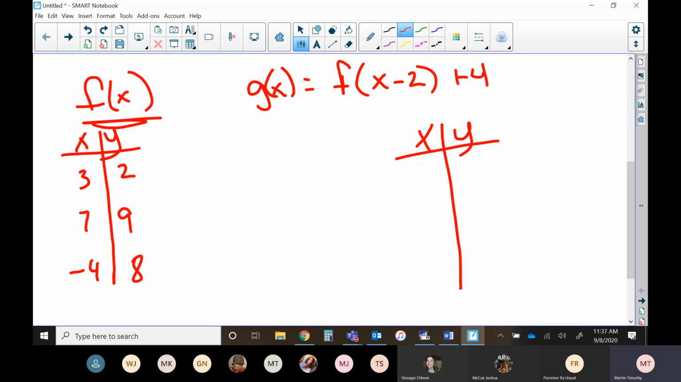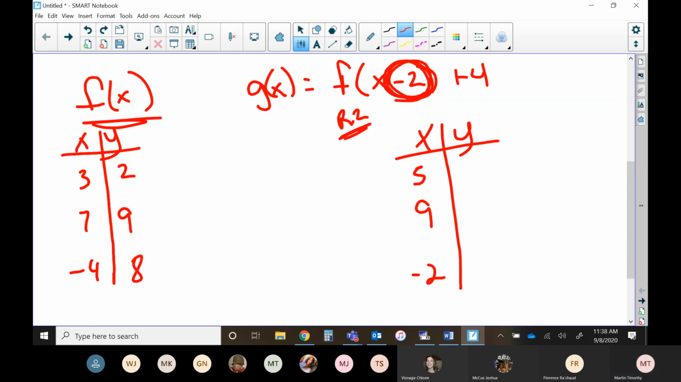Why do you have 1 for x? Is that what I'm supposed to do? What is this going to do to every one of my ordered pairs? It's going to move it right 2. What does that mean I'm going to do to all my x values over here, guys? Add 2. So instead of being 3, it's going to be what? 5. Instead of being 7, it's going to be 9. And instead of -4, it's going to be -2. Do you guys see how I do that? I did that because I knew this moves it right 2, it only affects the x coordinates.